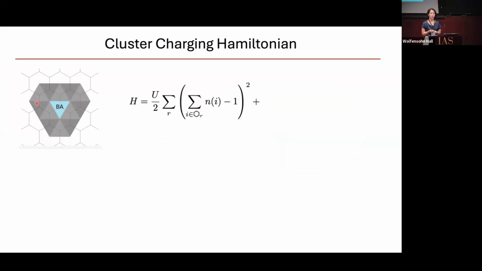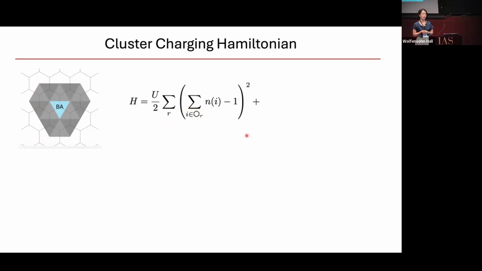I don't want any of these sites to be occupied, and I don't want any of these sites to be occupied. So all the areas that I grayed out are the regions that are forbidden. And that condition can be compactly written in terms of this cluster charging Hamiltonian. So this Hamiltonian says for each hexagon on my BA-AB honeycomb lattice, or hexagonal lattice, for each hexagon, I don't want more than one site occupied.